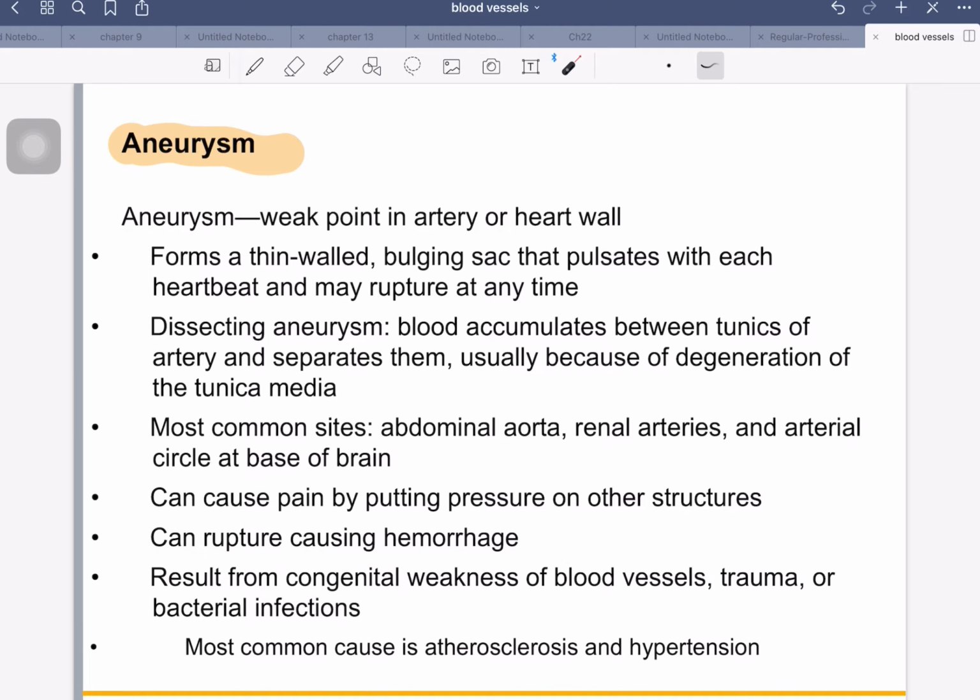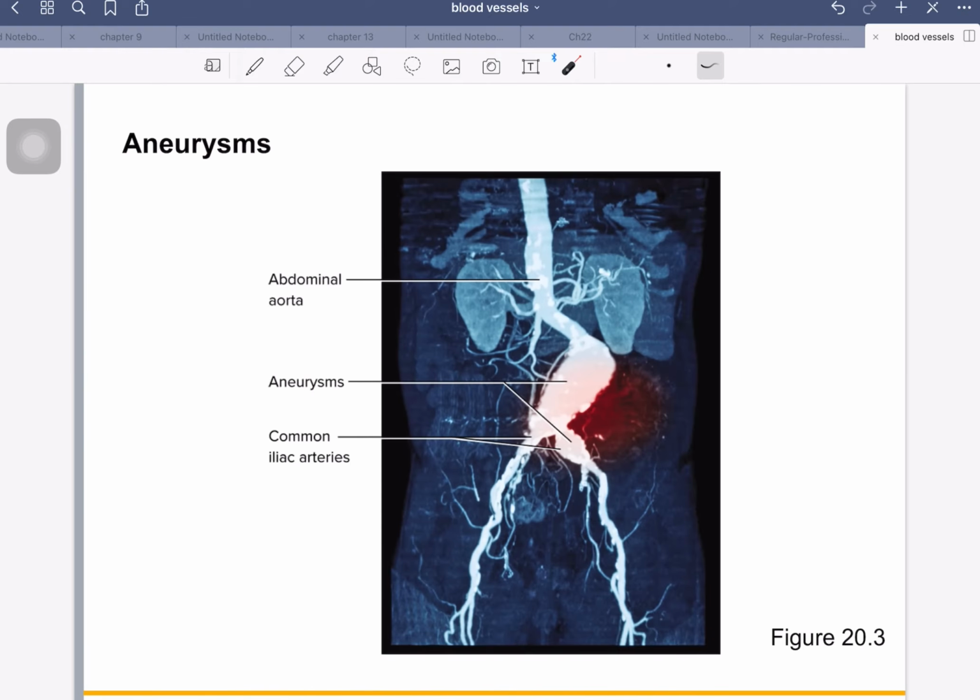Now, what causes this? There's a number of things that can do it. It could just be a congenital weakness of the blood vessel. So during the patient's development, for some reason that part of the artery didn't lay down enough material, or not the right combination, or there was some defect within it. It could be trauma to the blood vessel that has weakened it, or it could be infections. And of course, 2 of the most common causes are atherosclerosis and high blood pressure, or hypertension.